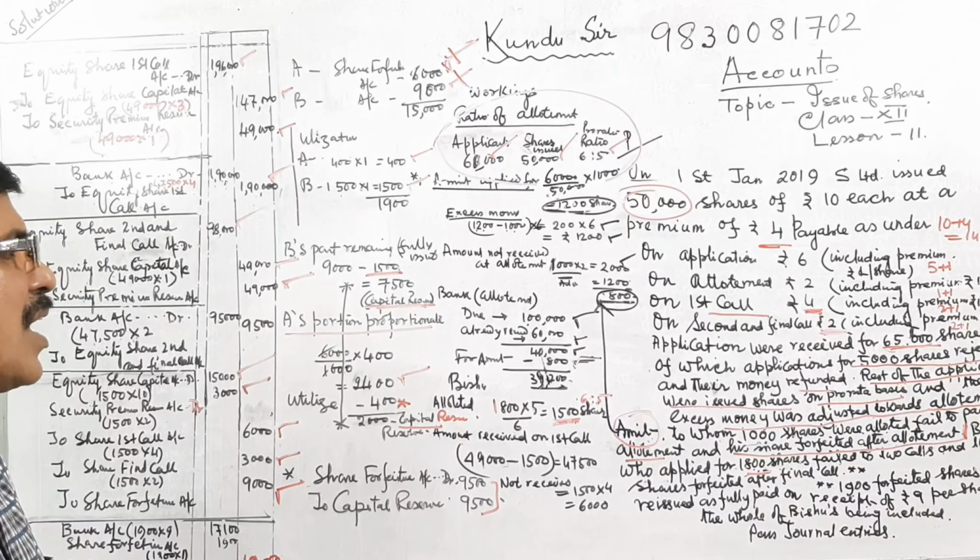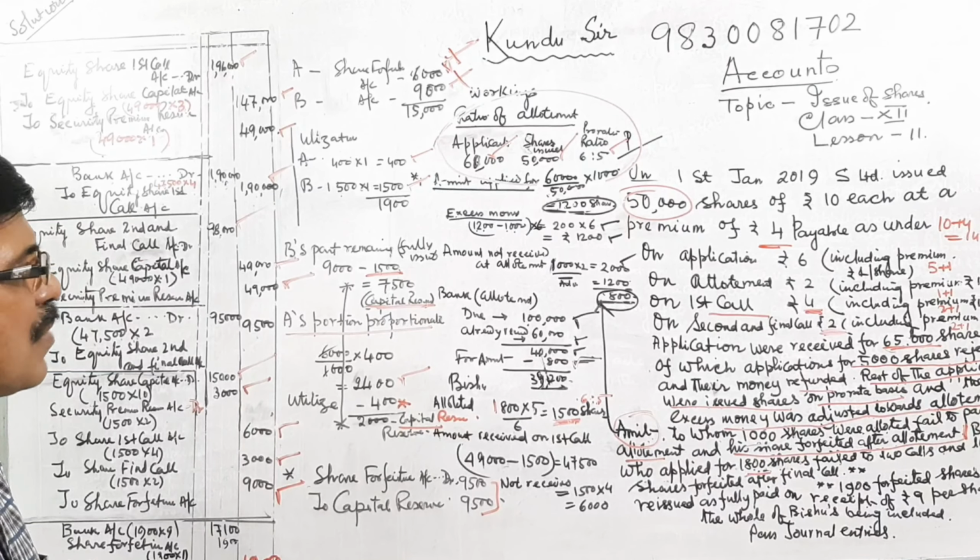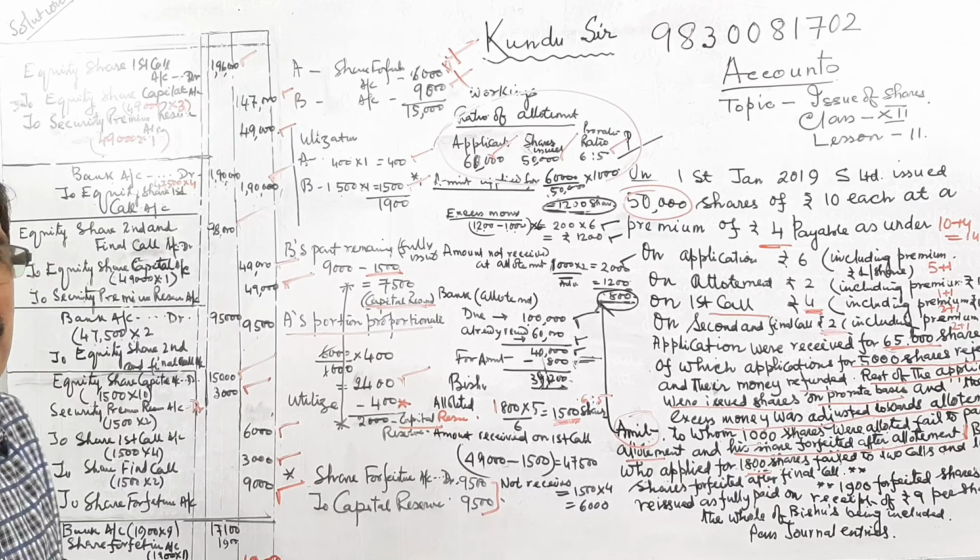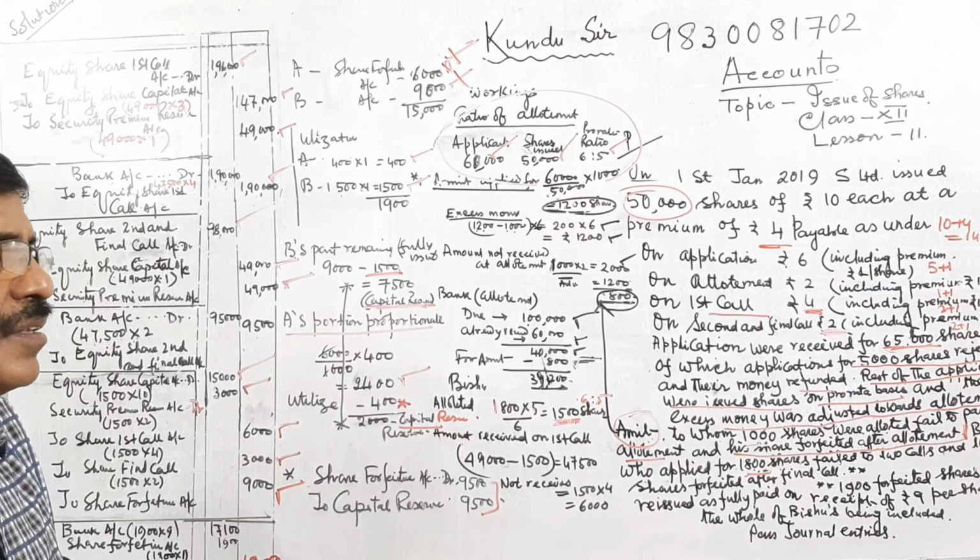It is the end of the class, and in the next class the maximum sums will be done from share forfeiture and capital reserve directly. Thanks all of you.